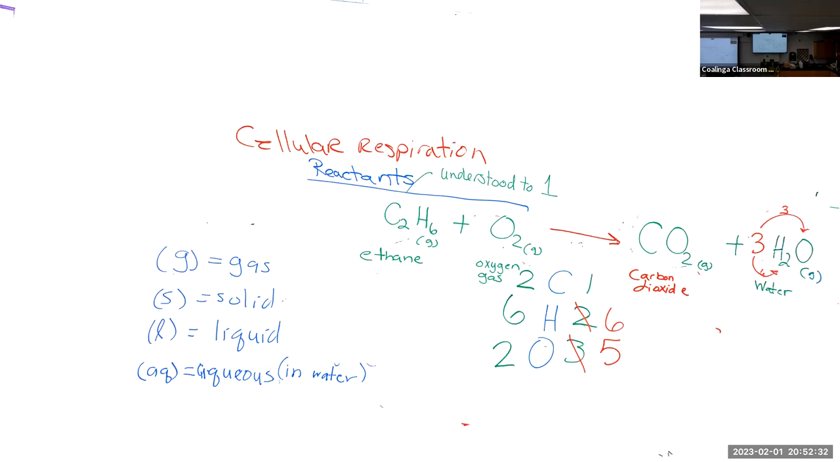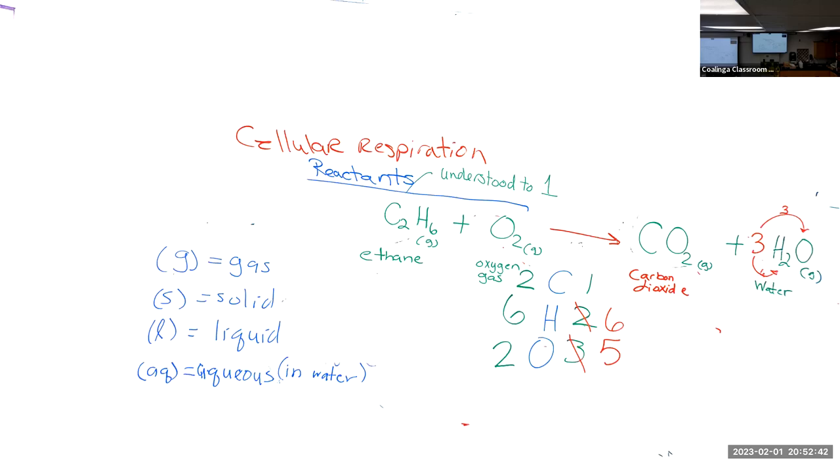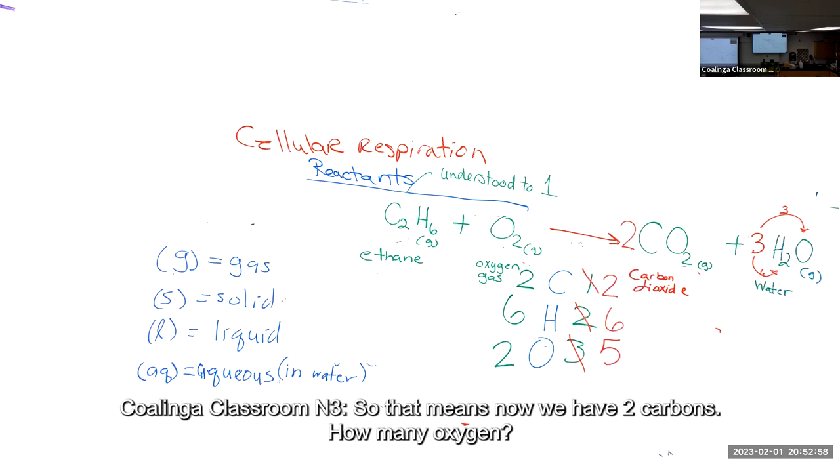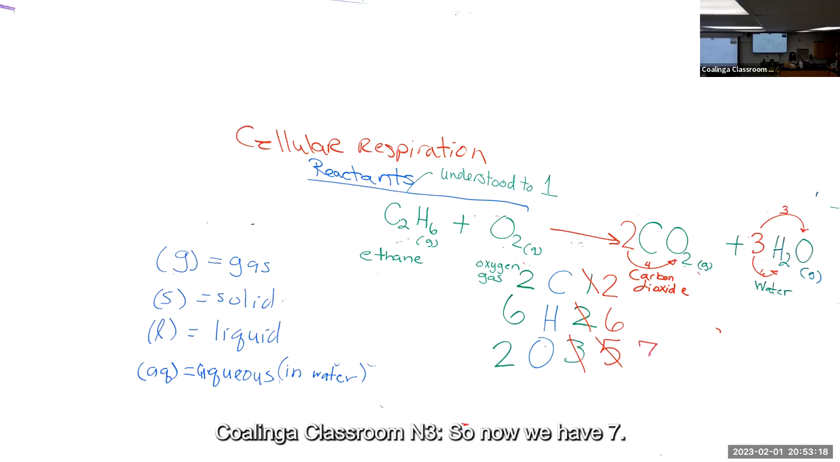Is my carbon balanced? Maybe we should start with balancing the carbon because there's one source for carbon on both sides, right? Okay, so how can I balance out my carbons? Putting two. Okay, so let's go ahead and put a two. So that means now we have two carbons. How many oxygens? It's going to be four. Okay, so we have four plus, how many do we have over here? Three. Four plus three? Seven. Now we have seven oxygens.